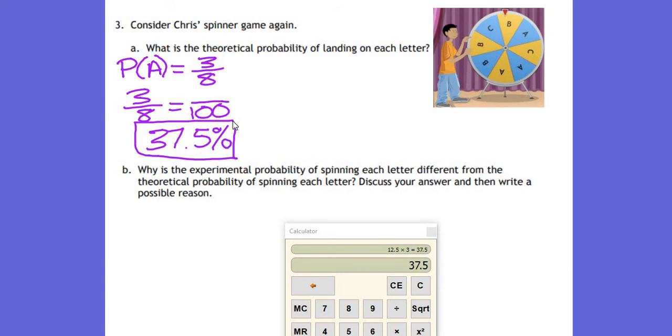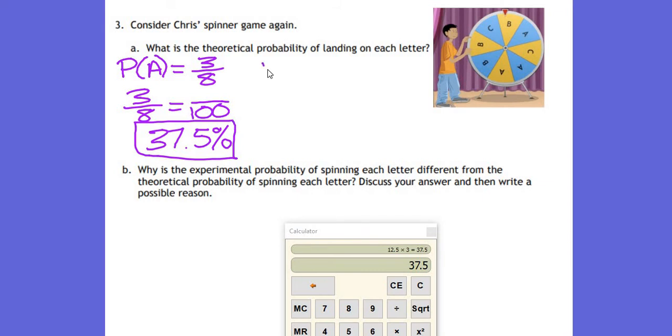Theoretically, what was our experimental probability of A? 35%. That's close. Were we close? Yes. Pretty close. If I did my experiment even more times, it should get closer. If I don't have rigged objects. We're going to talk about rigged objects tomorrow.